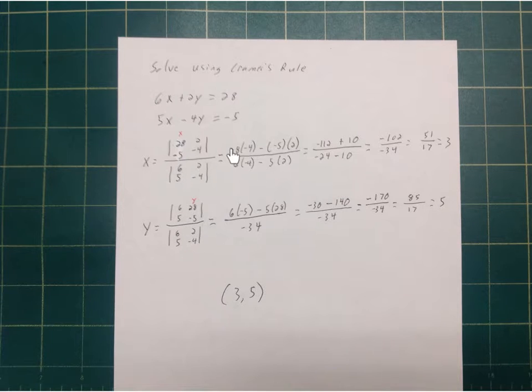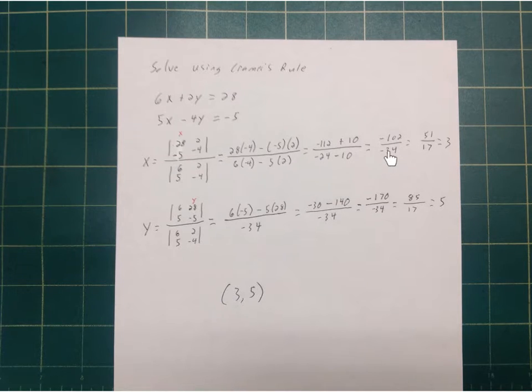So, evaluate this top determinant, this product minus this product. So 28 times negative 4 minus negative 5 times 2. Be real careful with the signs here. Denominator, it's this product minus this product. And it's a matter of doing the arithmetic, and I guess that works out to negative 102.